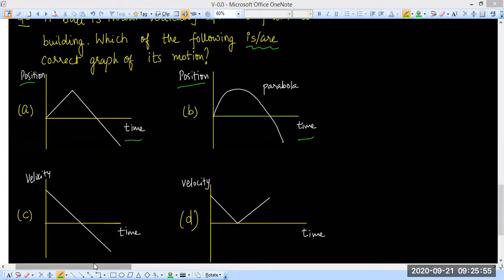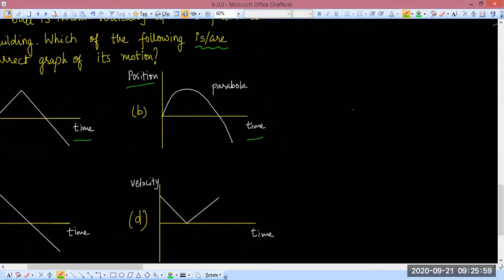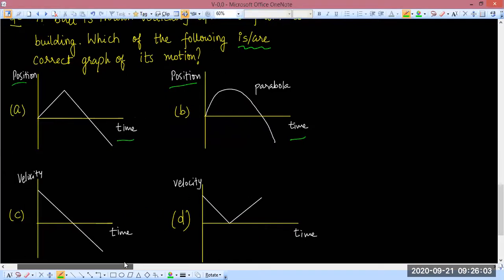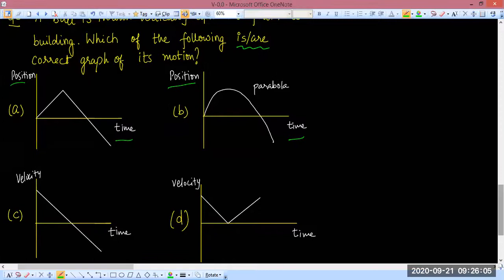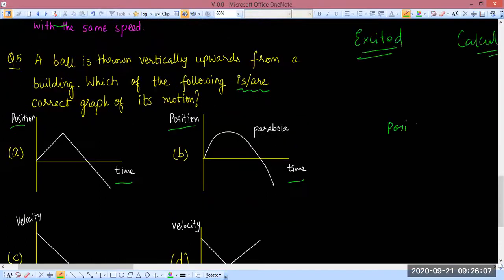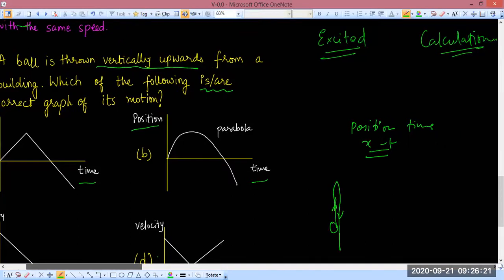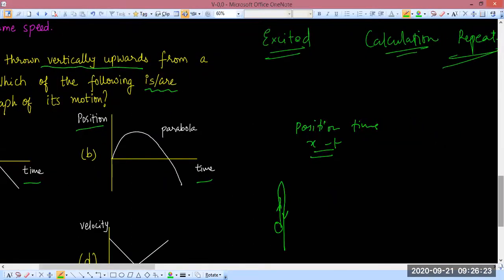Okay, the correct answer is... no, I can't just say it like that. First of all, let's look at A and B. A and B are position time graphs, that is xt graph, that's what we used to call it. So now we are throwing something vertically up, all right? It will go up and then fall down, right? Which kind of motion is this?